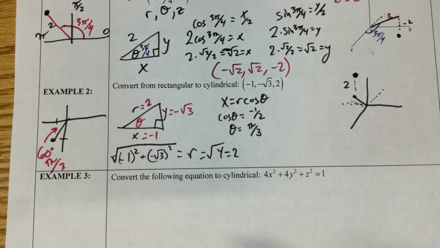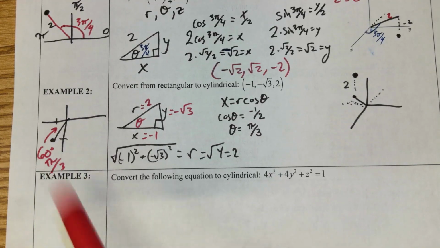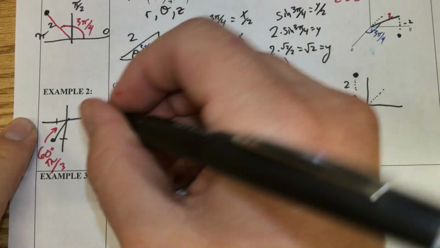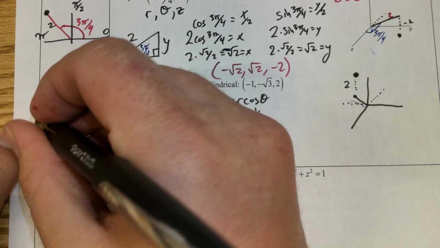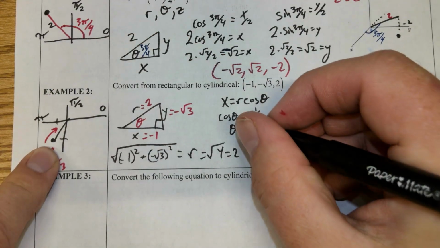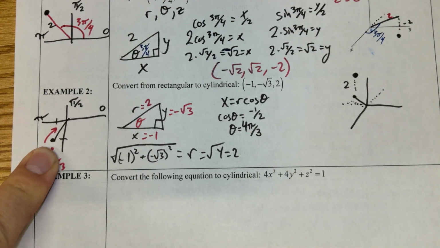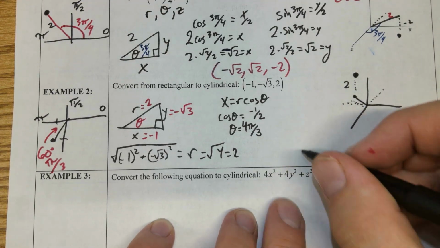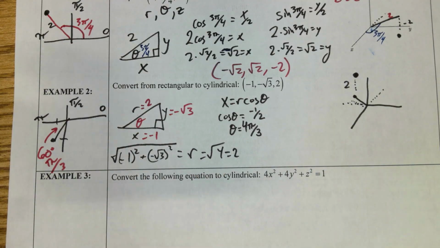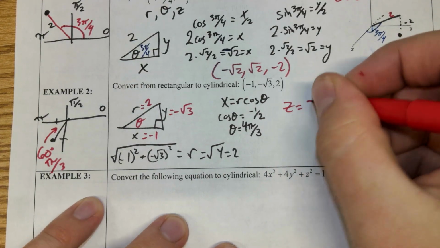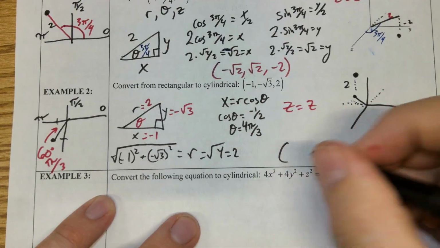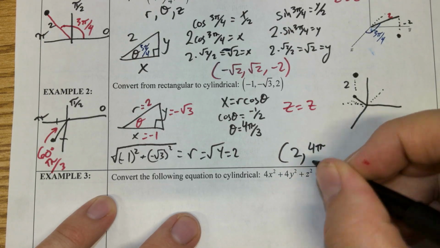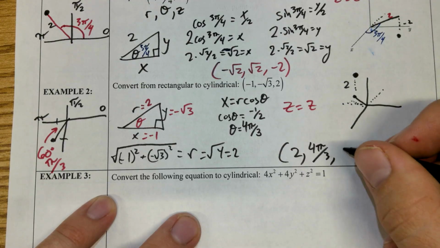And I just have to decide, if I'm in quadrant 3, how many pi over 3s is that? Well, it's passed from 0 to pi over 2 to pi to a little past pi. So I'm going to add 1/3 past a whole pi. And now I'm there. Again, my height is 2. So don't forget that z is z. And we put it all together: r is 2, theta is 4 pi over 3, and z is 2.